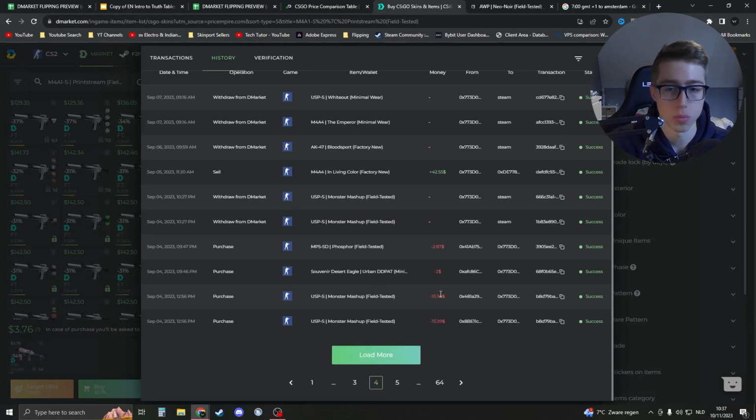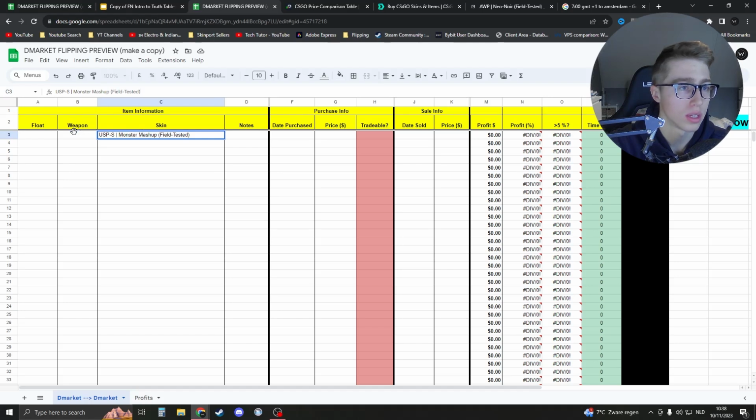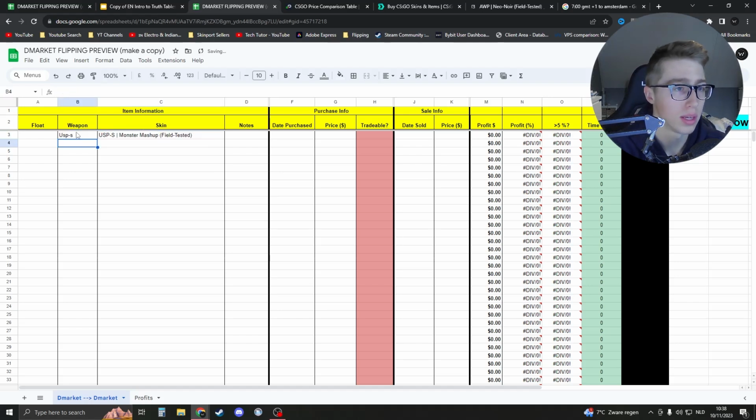So for example, USP Monster Mashup, you're gonna copy the name, go put the skin in, put the weapon in, USP-S, put the float, it's optional. Then the notes, for example, oh, it has low float, I put in low float. Stickers, for example, put in the relevant information. If it's just a normal skin, put in nothing.